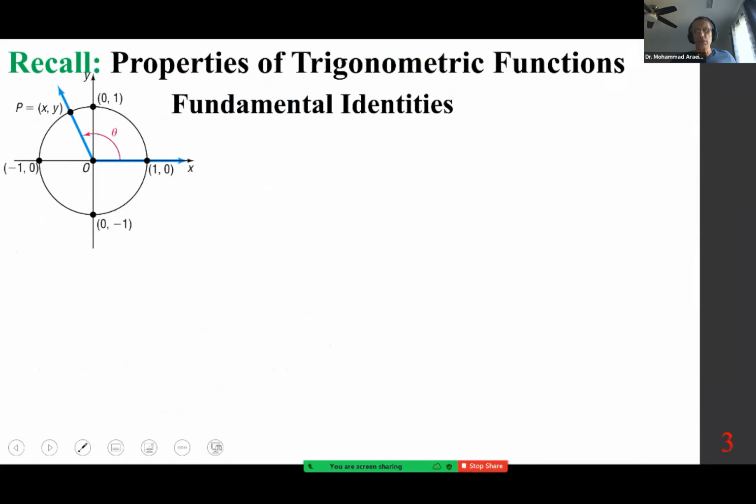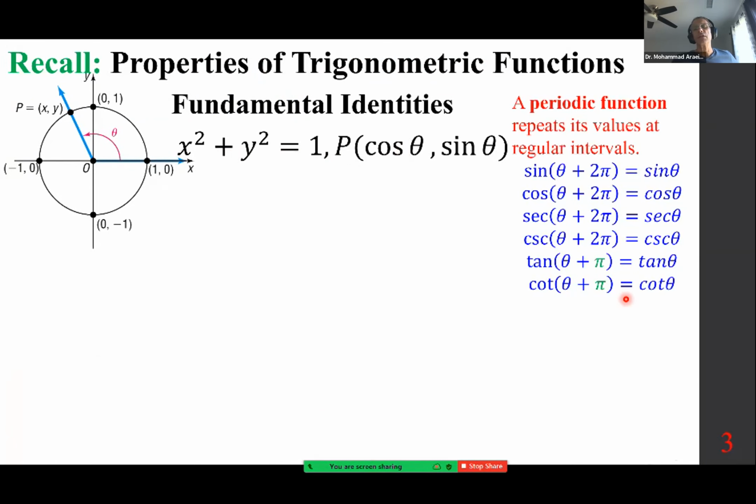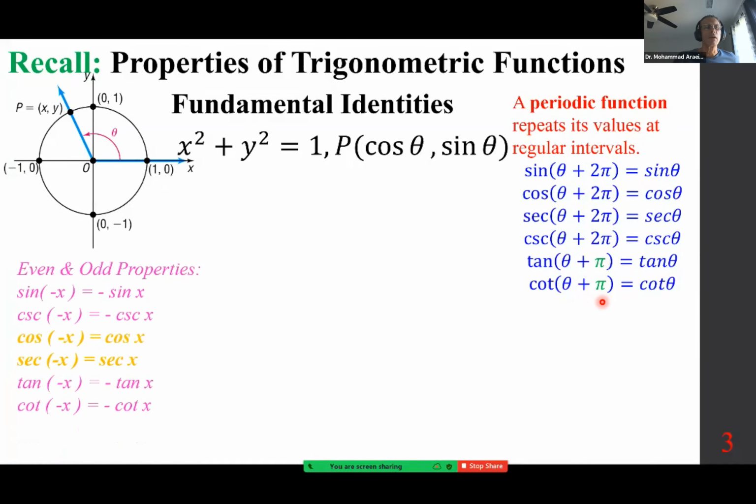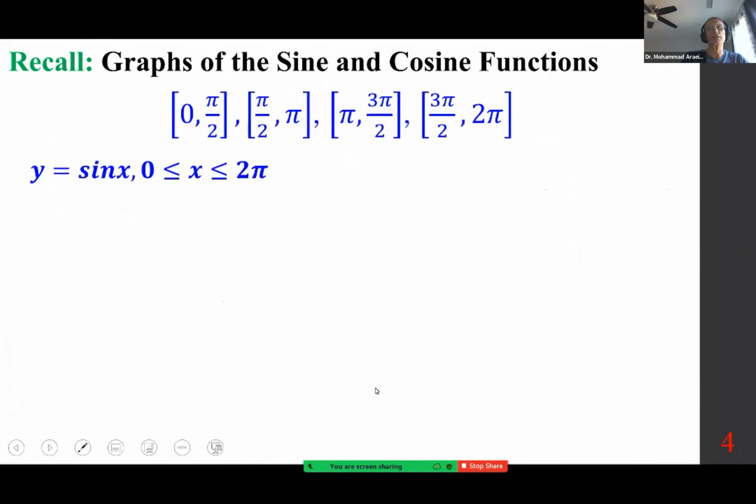So again, quickly reminding everyone about x squared plus y squared equals 1, the unit circle, where a point has coordinates x comma y, or cosine comma sine. Every function in trigonometry is periodic, and the period is 2 pi, while for tangent and cotangent it is pi. Every function is odd with the exception of cosine and therefore secant. We have some important identities known as fundamental identities: Pythagorean identities, quotient identities, reciprocal identities.